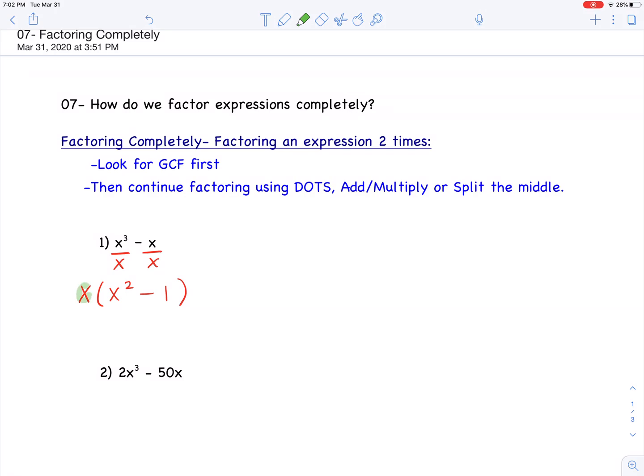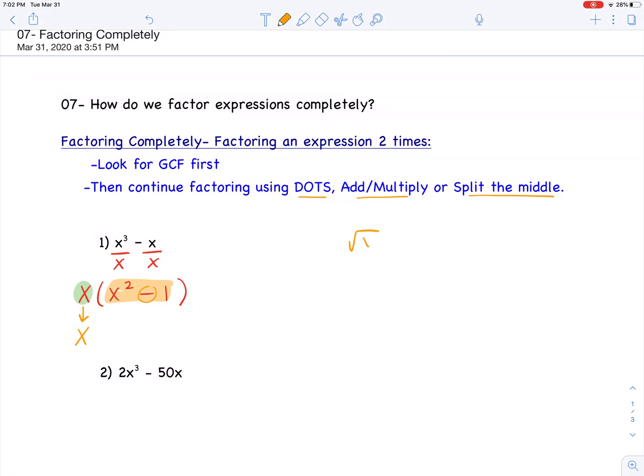Now I have 2 factors. The GCF factor, which is out here, and the other factor, which is in the parentheses, is now going to be able to get factored again for the first time. So for our next step, I have to first bring down that x. Then, looking at x squared minus 1, I have to figure out, is that a dots, an add multiply, or a split the middle? It is a difference of 2 perfect squares.